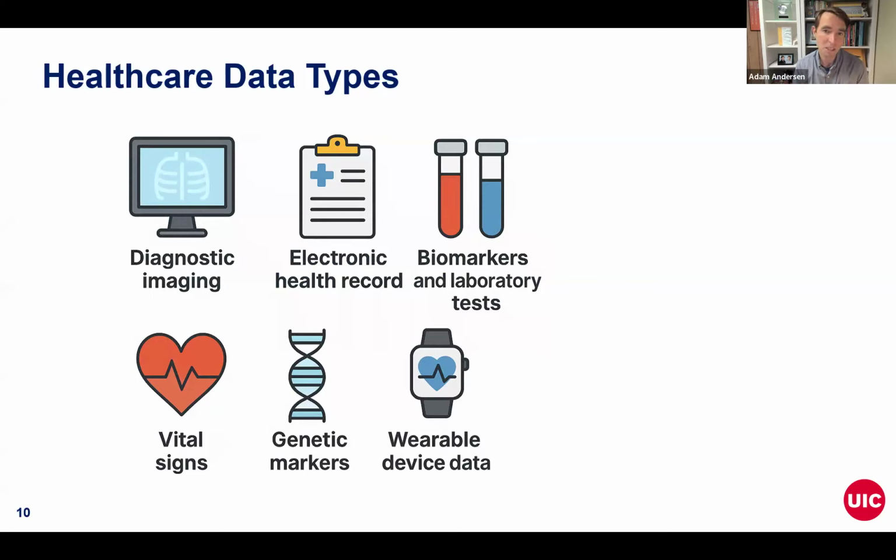You have vital signs. So that's things like heart rate or respiratory rate or blood pressure. And then you have genetic markers. So that's like DNA testing. So there's a rich amount of data with DNA testing. And then something that's been newer in recent years is wearable device data from an Apple Watch or other wearable devices. That data can be collected to potentially train models.